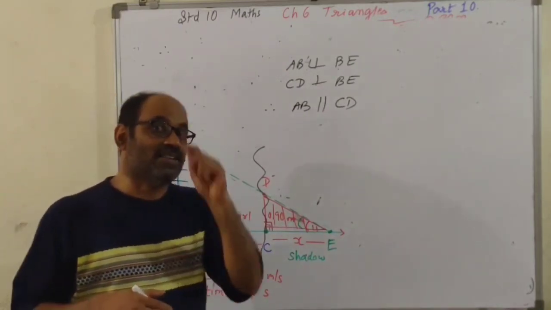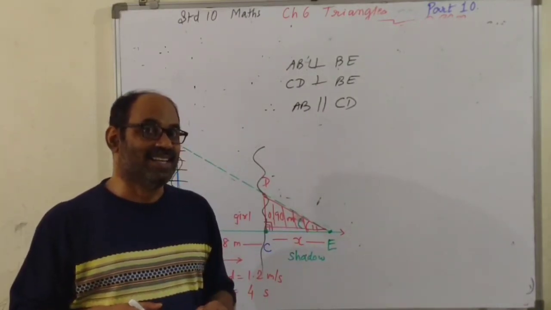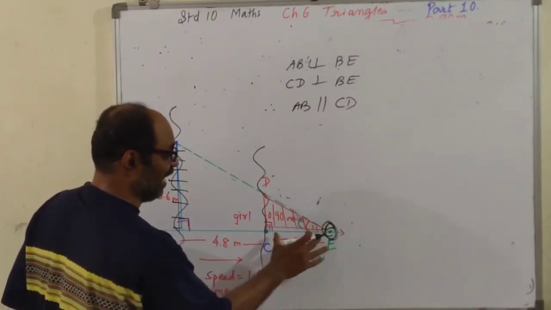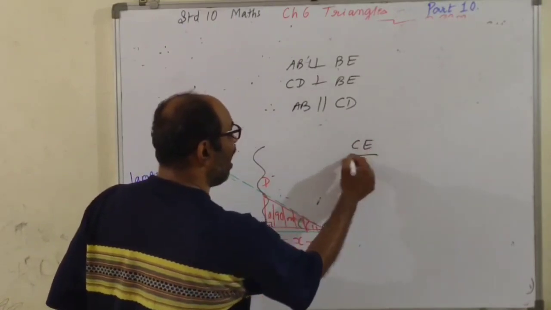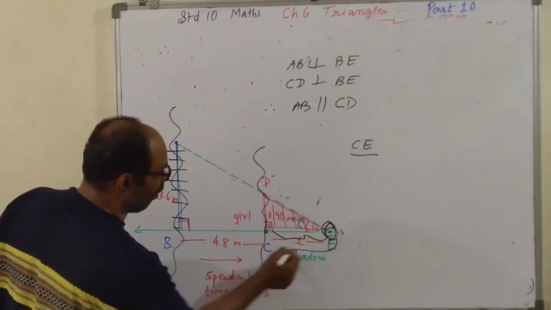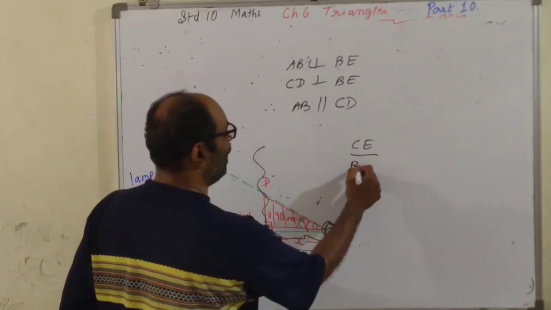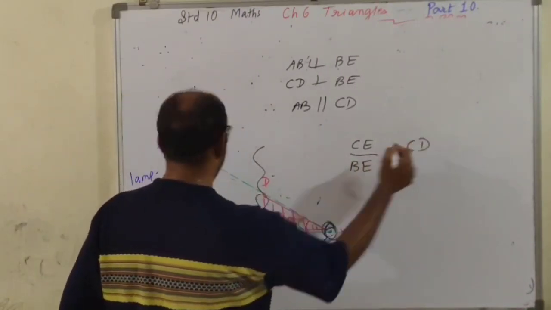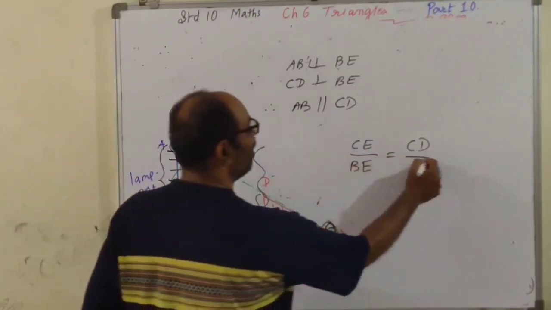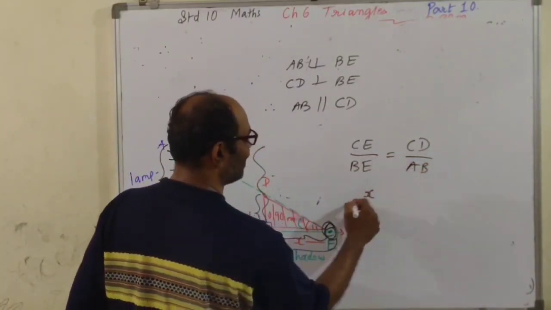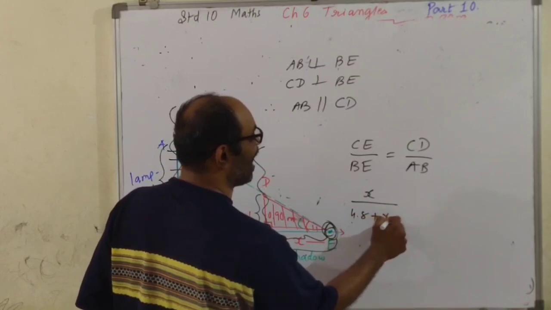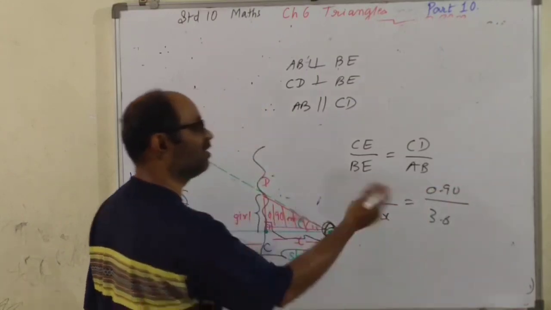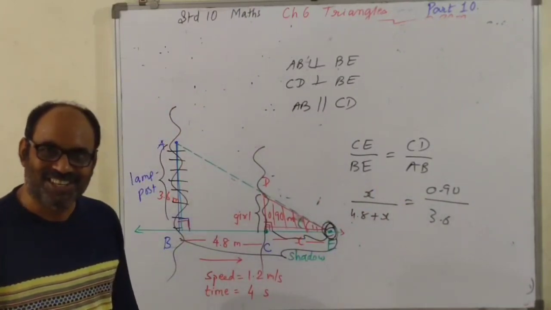So result, the last result, similarity result, C vertex से ही लेना पड़ेगा, vertex से CE upon the whole corresponding side, BE is equal to CD upon AB. मिल गया children. This is X, this is 4.8 plus X, CD is 0.90, and this is 3.6. And solve it. Finished.